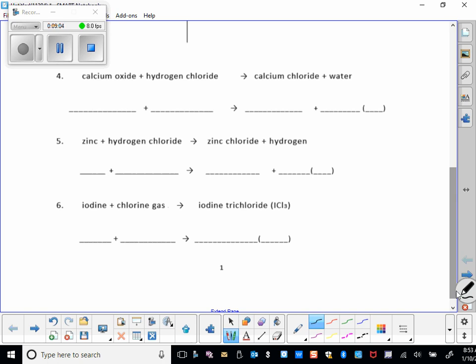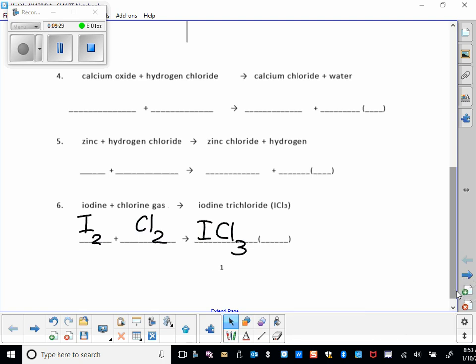How do I write iodine? I2. How do I write chlorine? Cl2. They've given me the formula of iodine trichloride. What type of reaction is this? Element plus element giving a compound. Synthesis. Very good. This is synthesis.